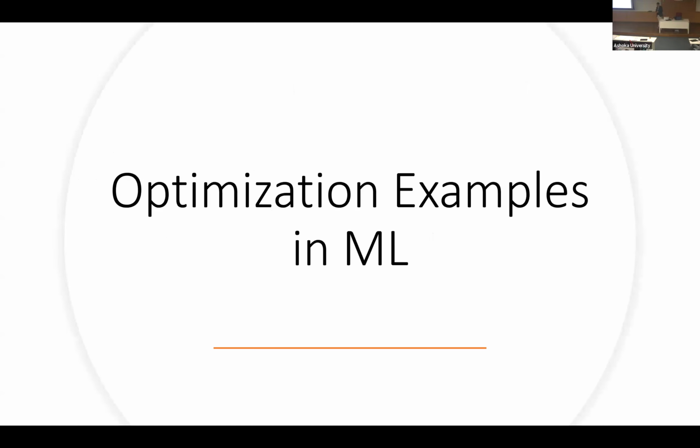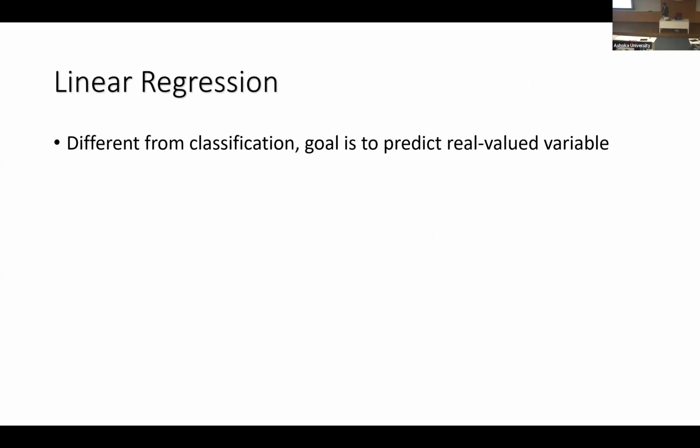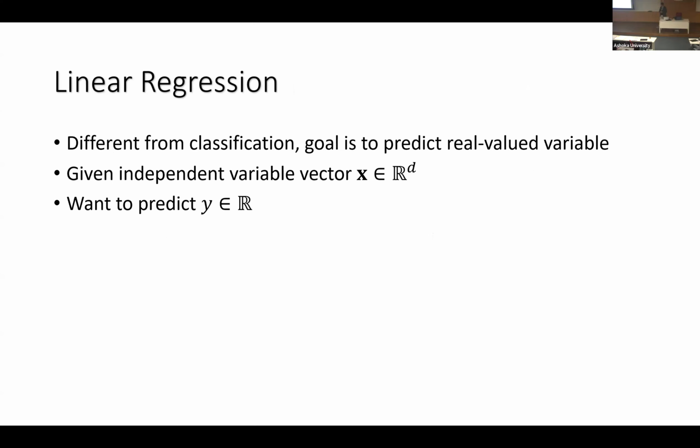Okay. And let me also motivate some examples in ML, just for those who have seen this before. It will be very simple. So linear regression is one example. But different from classification, the goal in regression is to predict a real valued variable, and the independent variable is again a vector x in R^d, and we want to predict y. So for example, we could say whatever we want to predict takes this form, W transpose X plus B, like a linear combination of X values plus a constant.